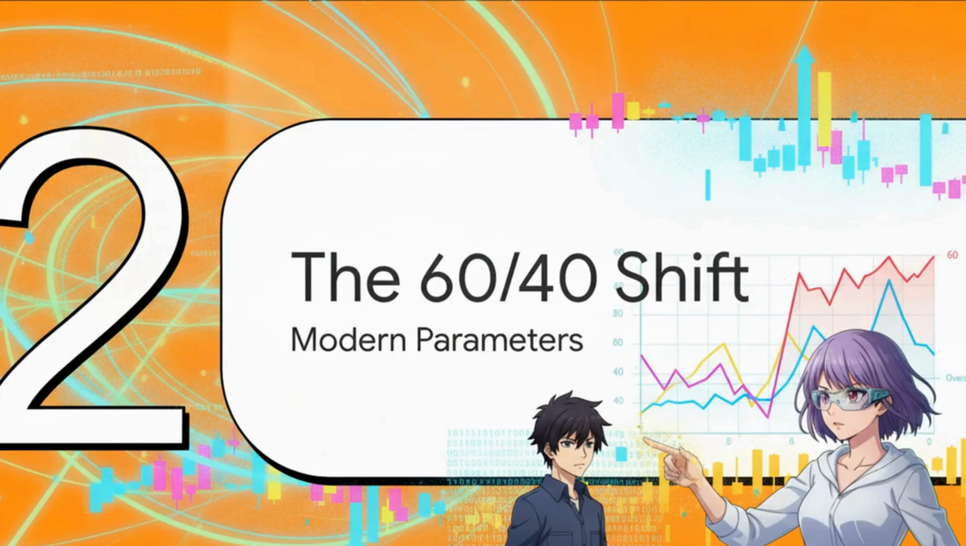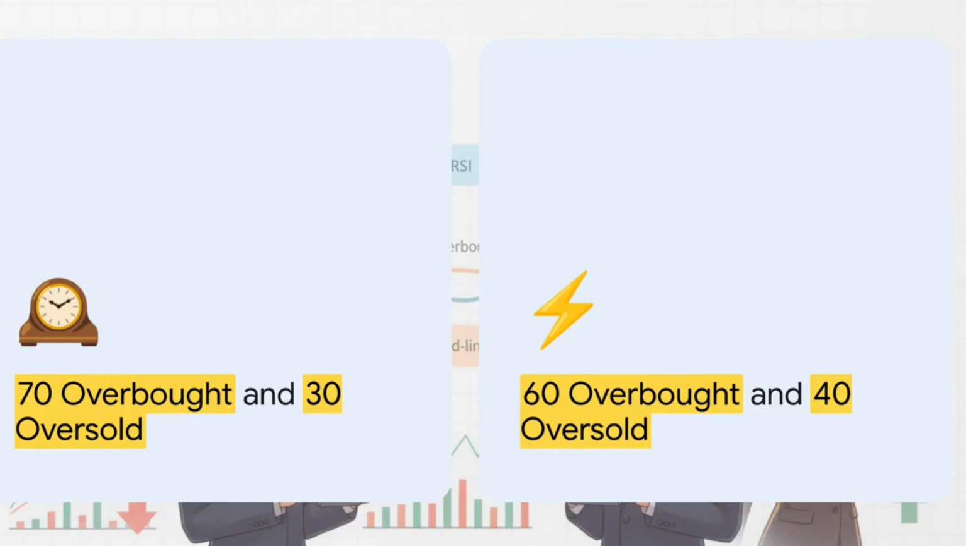Moving on to Section 2, the 60-40 shift and modern parameters. So, how do we actually define those overbought and oversold levels? For decades, the standard playbook was to set your upper band at 70 and your lower band at 30. RSI crosses 70, you look to sell. Drops below 30, you buy.